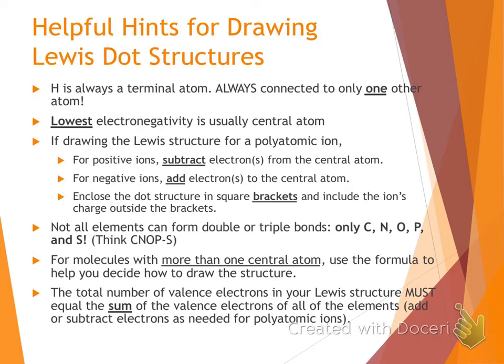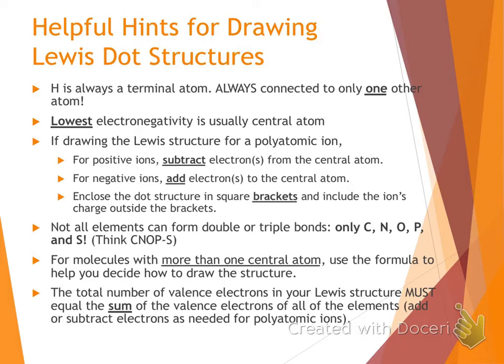When drawing a Lewis structure, one of the first steps is going to be to pick out the central atom. The central atom is normally the lowest electronegativity atom, with the exception of hydrogen again because it has to be on the outside. It has to be a terminal atom.